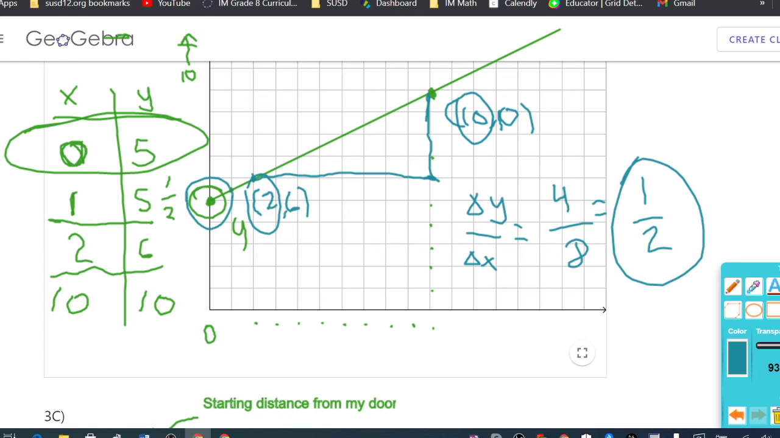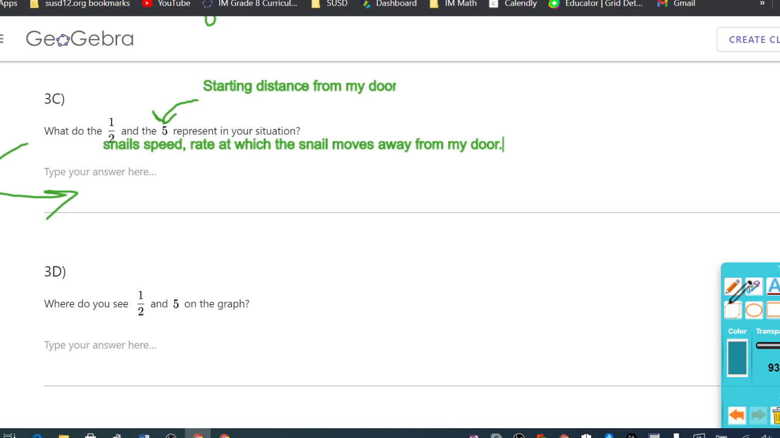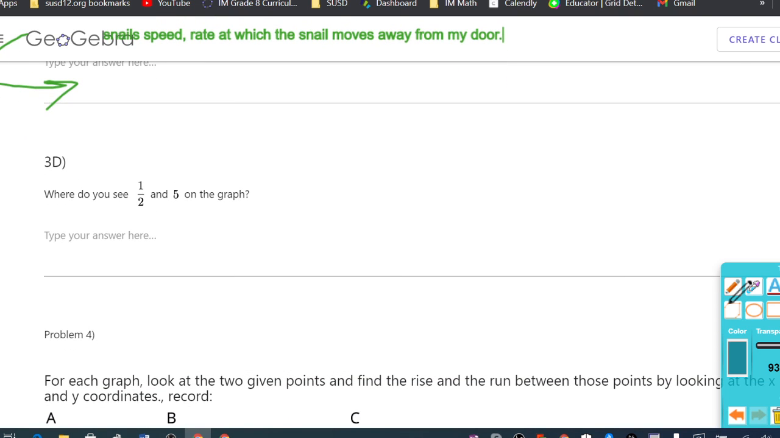And this y-intercept, that's where you see the 5. So the equation, I'll just remind you, is y equals 5 plus 1/2 x. 1/2 is the rate in your situation, and 5 is the starting value of your situation. Okay, type your answers in here. That's where you see it on the graph. I think I'll help you with this one, actually. Let me type it in with you.